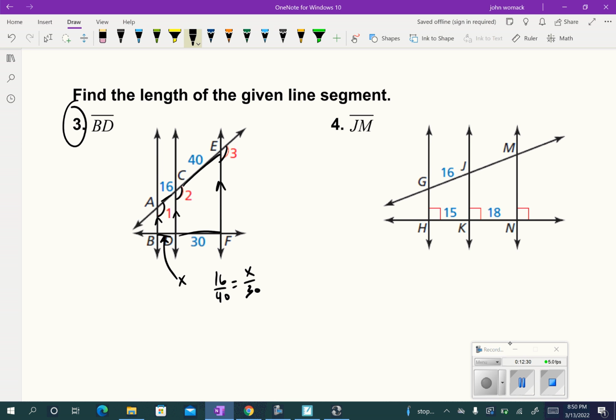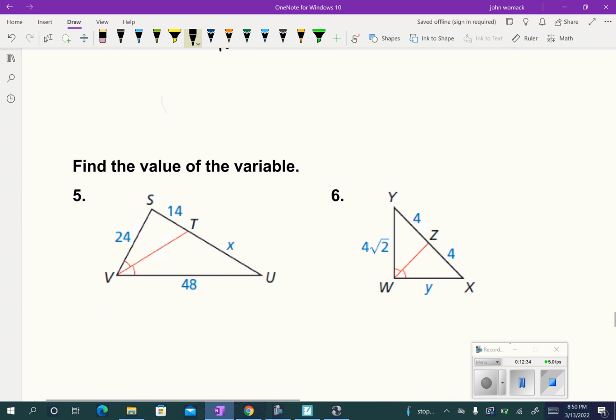Okay, let's try one down below. I'm going to give you another one to try. So again, pause the video. This one's got a square root in it. That's kind of fun. Go ahead and give that one a try.